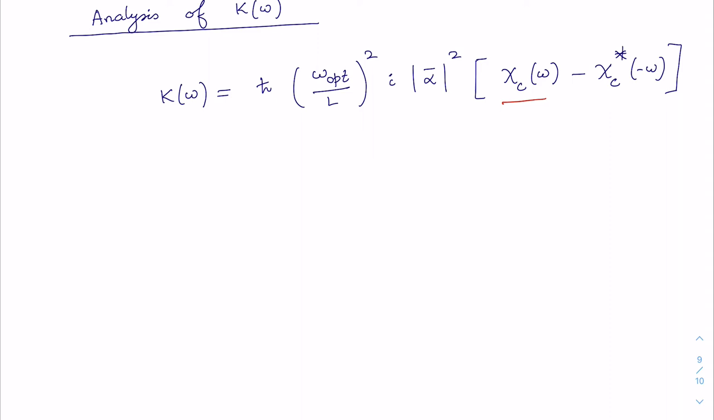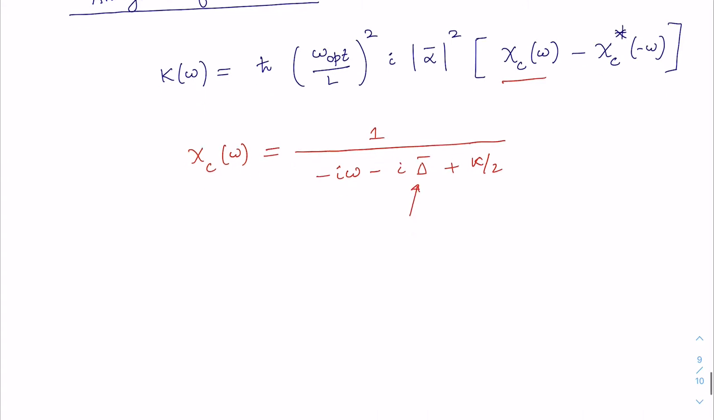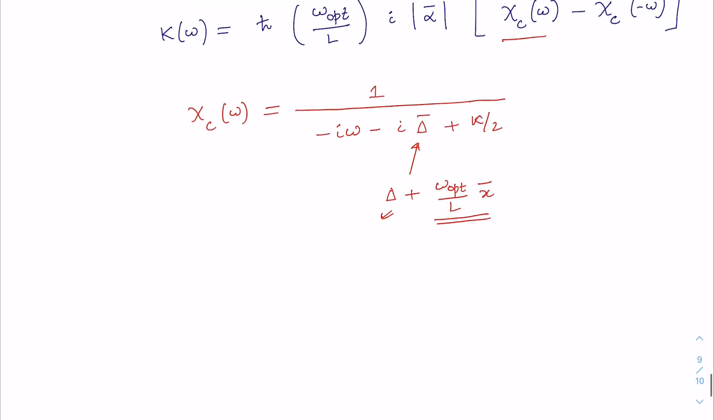Here chi c is the cavity susceptibility, and it is given by chi c of omega equal to 1 divided by minus i omega minus i delta bar plus kappa by 2, where delta bar is the modified detuning parameter, and this is actually equal to delta plus omega optical by L and x bar. This is a very small quantity, so in many cases we may assume delta bar to be nearly equal to delta only. We can define another parameter which will simplify the calculation.